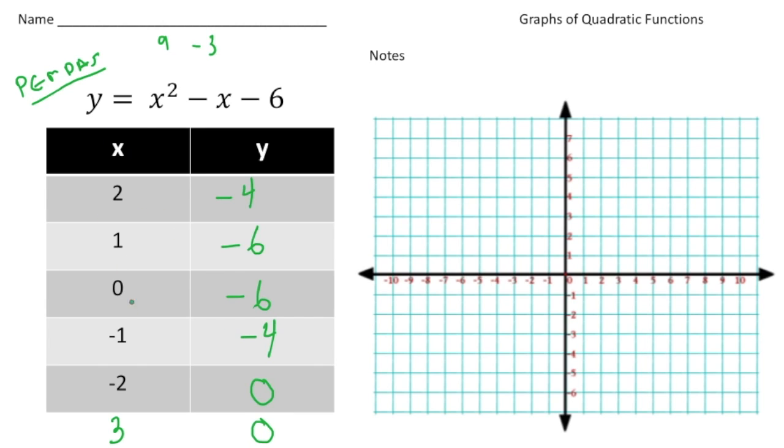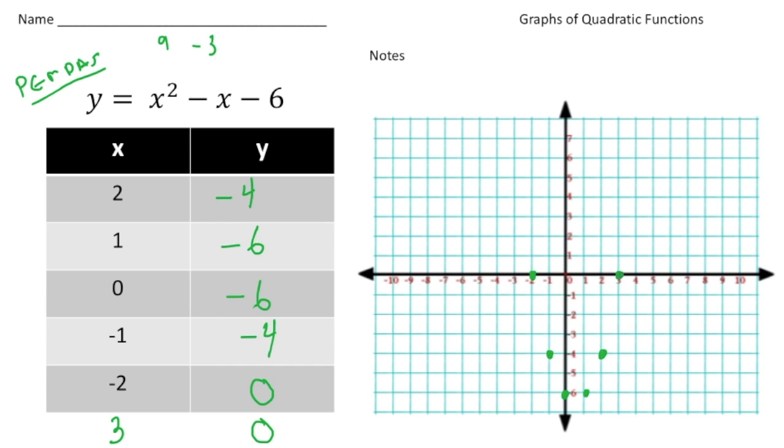Now that we have our input-output values, let's plot them. So we have 2, negative 4, which will be right here. We have 1 and negative 6, which is right there. We have 0 and negative 6, which is right there. Negative 1, negative 4. Negative 2, 0. And 3 and 0.